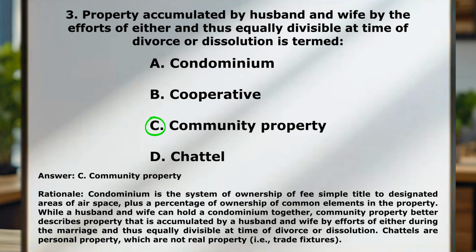Now, a husband and wife can hold a condominium together, but community property better describes property that's accumulated by husband and wife during their marriage. And so that's what makes it equally divisible at the time of divorce. Chattels are just personal property, which are not real property. So that wouldn't be applicable here.